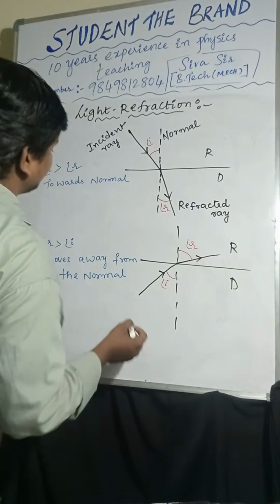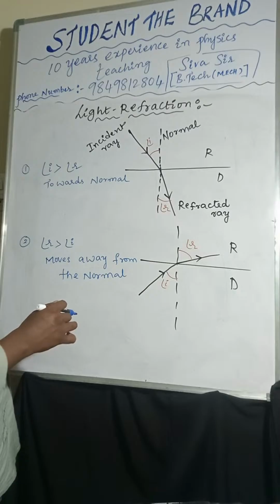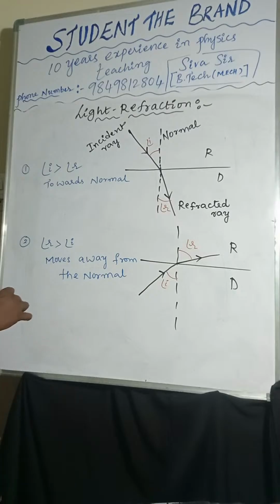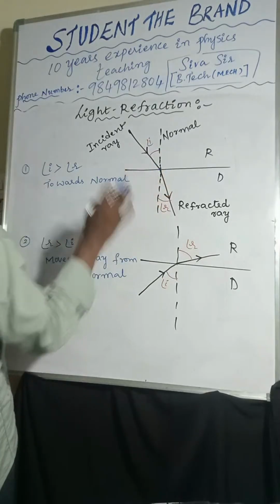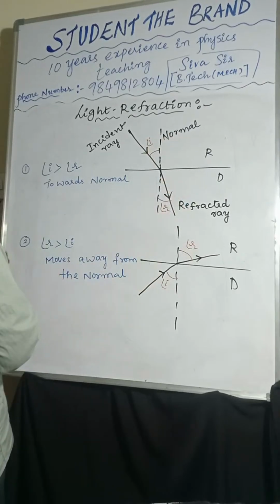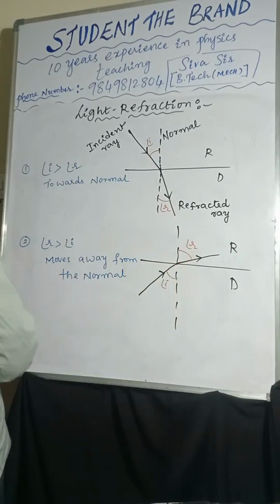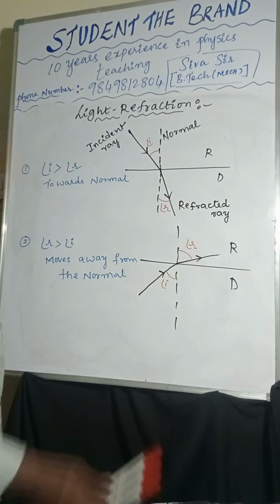Away from the normal. So that's enough. Okay, so these are very, very important. The bending of the light at the interface of the two media is called refraction. If the light ray is passing from rarer to denser, it tends towards the normal line. If the light ray is passing from denser to rarer, it moves away from the normal line.